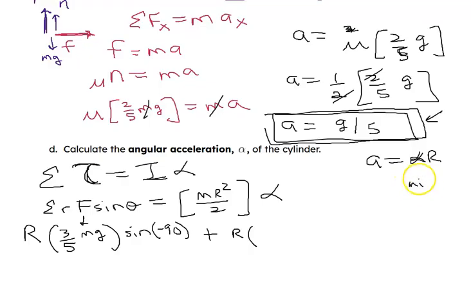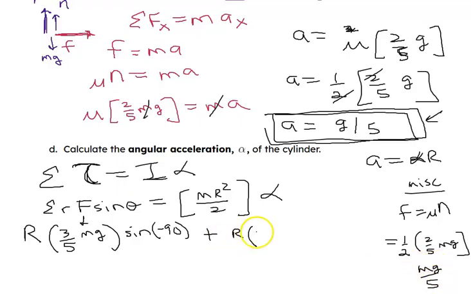So let's go to our miscellaneous column, and mu is 1/2, and the normal force is 2/5. So friction is 1/5 of the weight. Sine of positive 90 equals mr squared over 2 alpha, and we're looking for alpha. All right, so the good news is m cancels. It's in every single term. One of the r's cancel.